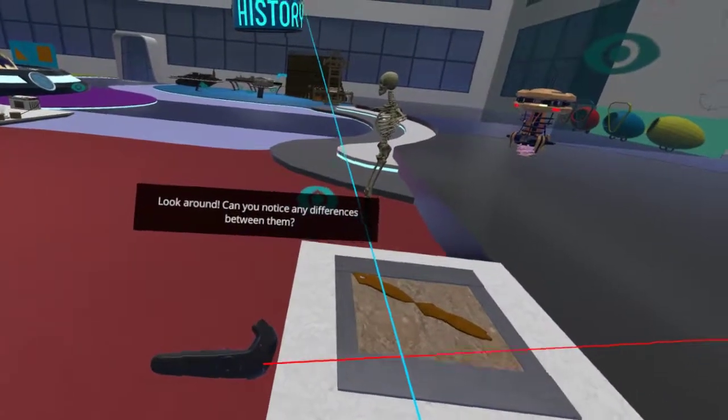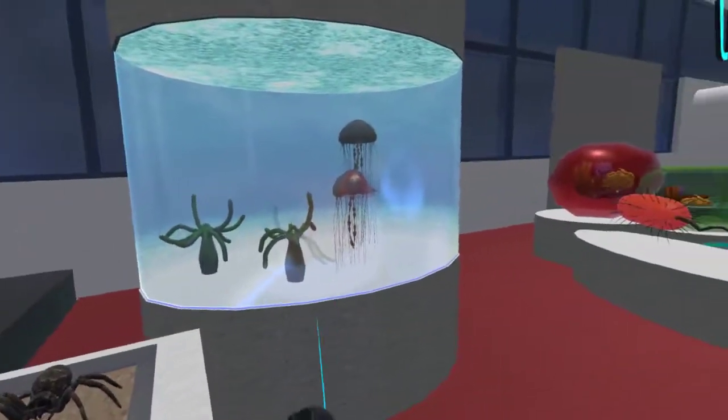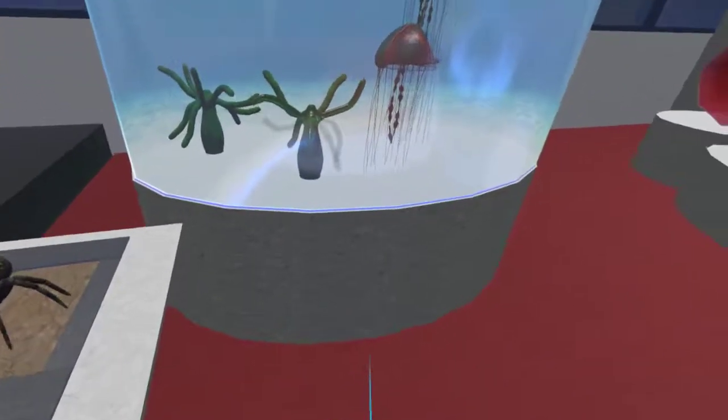Look around. Can you notice any differences between them? Hope you're not afraid of spiders.